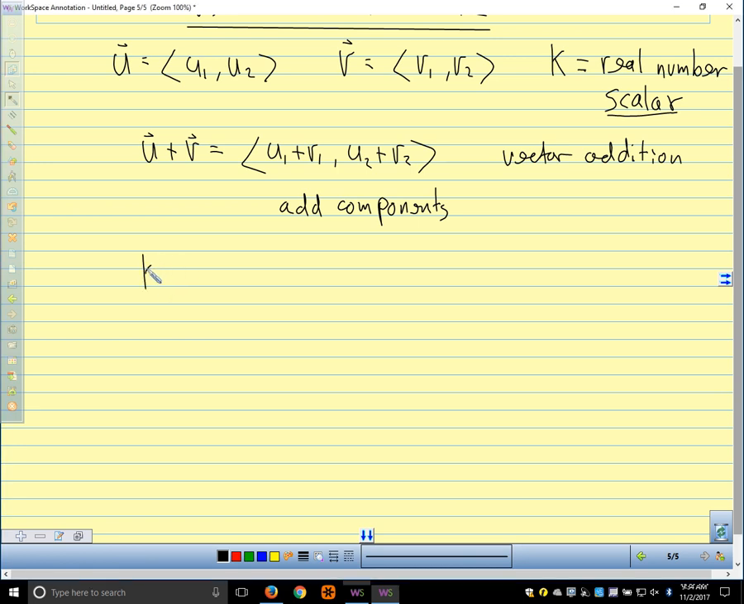And if we multiply a vector by a scalar, k times u, we can also write it, u1, u2, in component form. That's k u1, comma, k u2. We call this scalar multiplication.